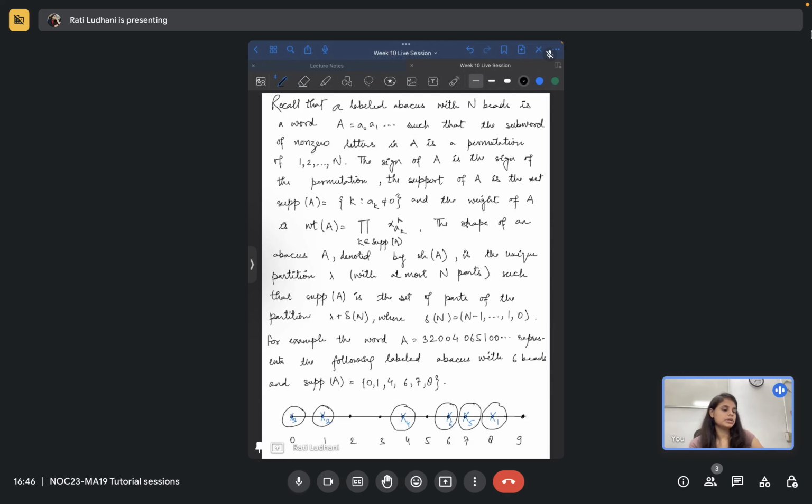So a labeled abacus with n bits is a word a0 a1 up to and so on, such that the subword of non-zero letters in a is a permutation of 1 to n. So how are we doing? Let's consider this example only.